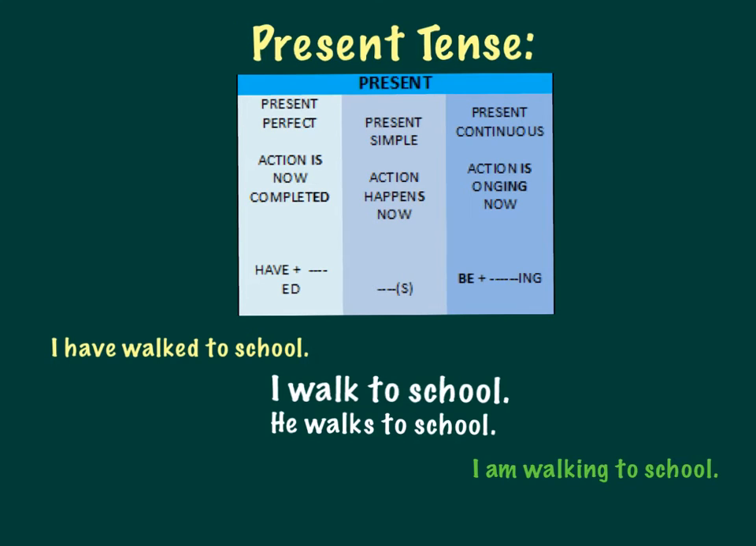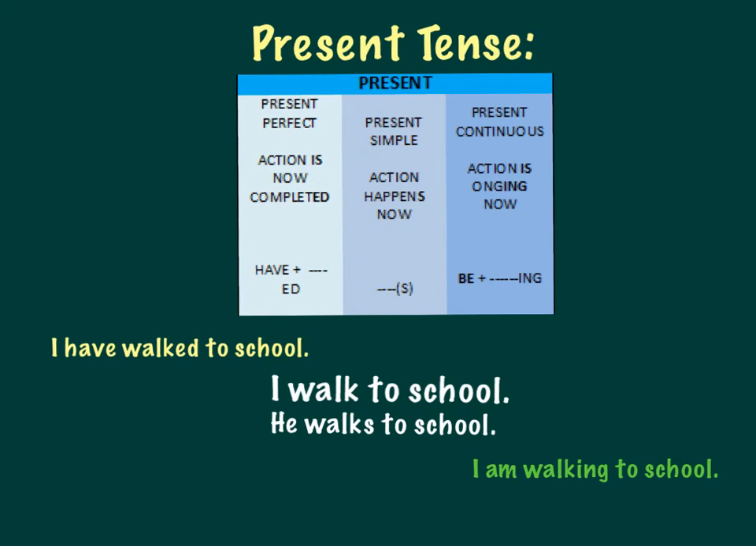Let's move on to present tense. We have 3 different aspects for present tense: present perfect, present simple, and present continuous. Our first example, I have walked to school, is in present perfect. We're able to see this because we've got the have, auxiliary verb, and because it's perfect, we've got that ed ending to our main verb, as we can see in walked. That leaves us with the sentence, I have walked to school.